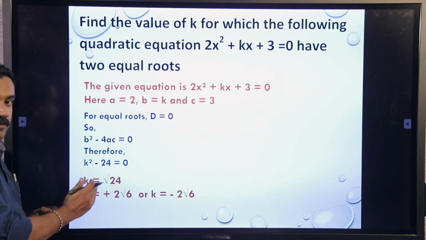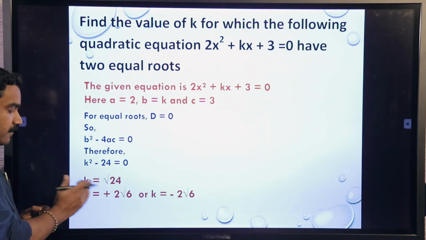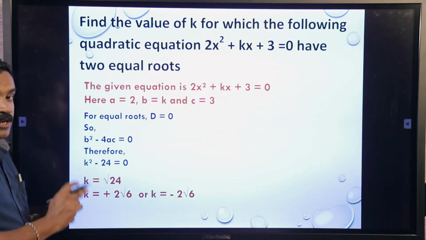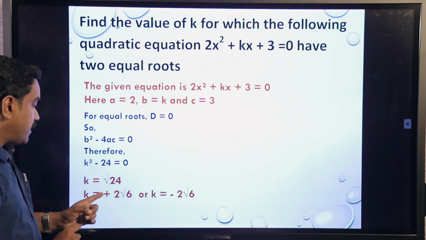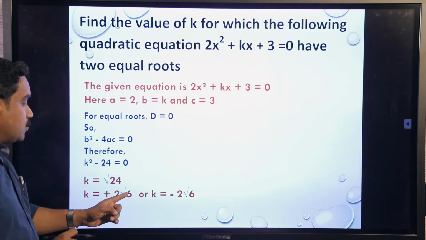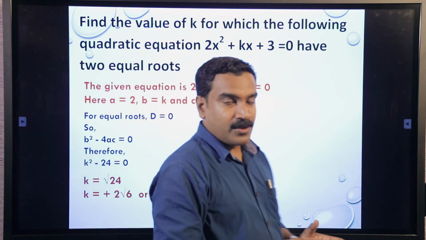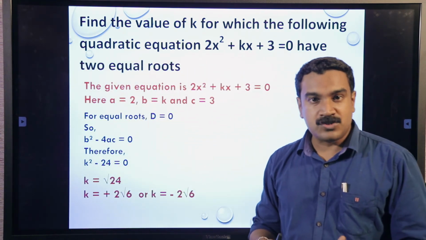k square equal to 24, or k equal to root 24. What is root 24 value? k equal to plus or minus 2 root 6. So you will get two values for that. Which are the two values? k equal to positive 2 root 6 or k equal to negative 2 root 6. Hope it's clear. Okay, then we have many problems to solve.